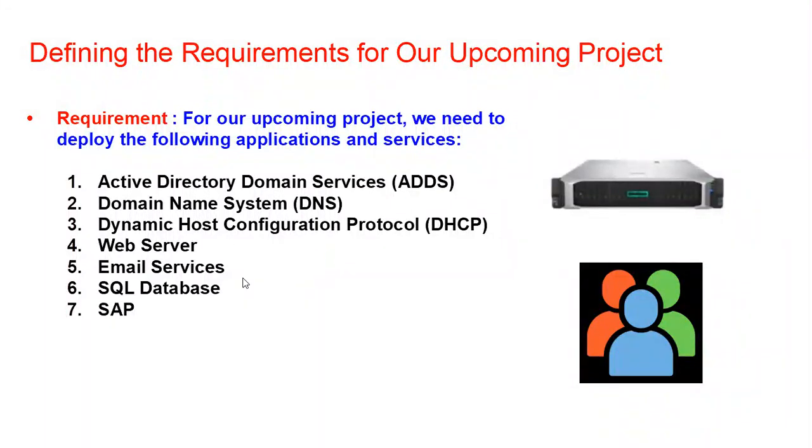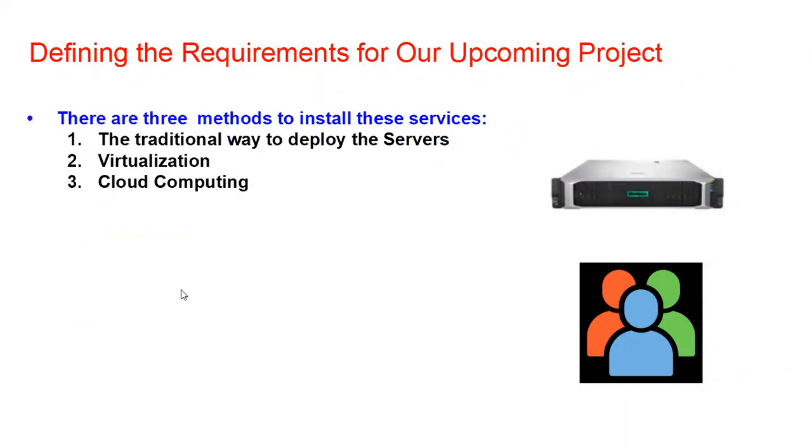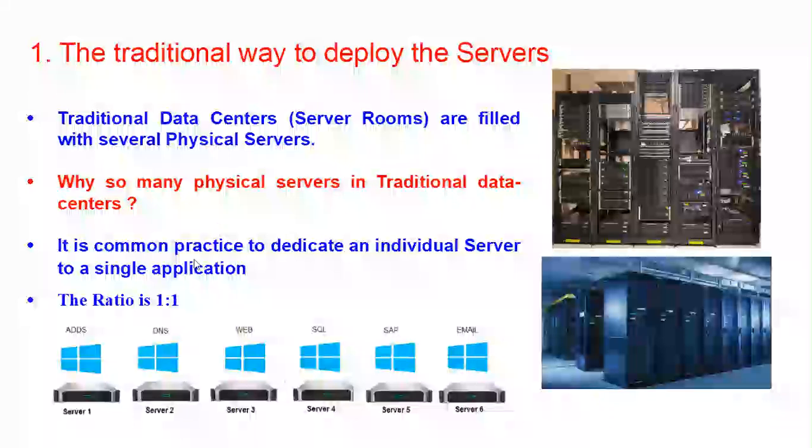So guys, we are discussing that we need these 7 applications and services for our upcoming project, and we have 3 different ways to complete this project: the traditional way, virtualization and cloud computing. In the traditional way, we use the 1:1 ratio.